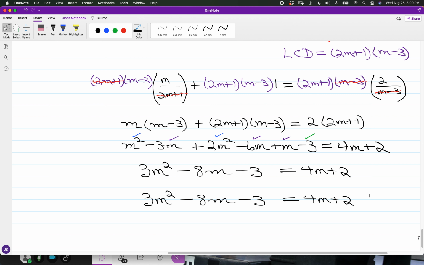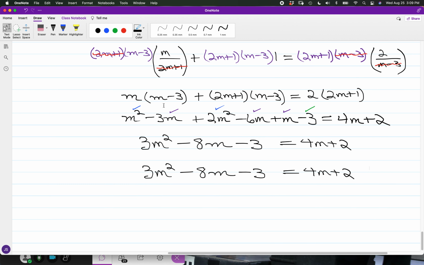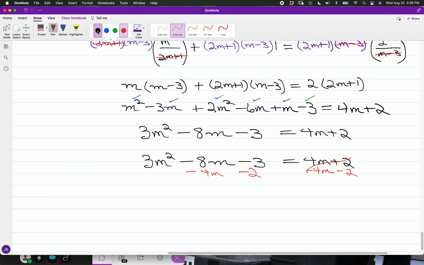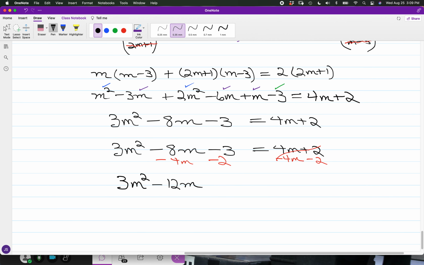And just rewriting this in standard form, that is where we have the equation equal to 0. So I can take 4m away, as well as 2. And gathering the terms, we have 3m squared. Negative 8m minus 4m becomes negative 12m. Negative 3 minus 2 becomes negative 5. We have this equal to 0.